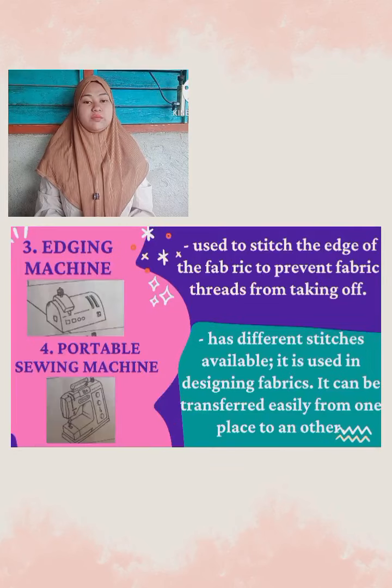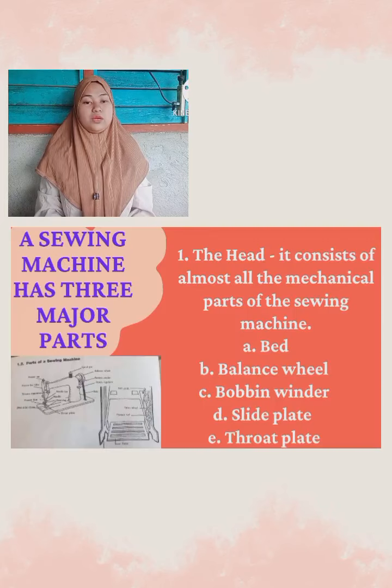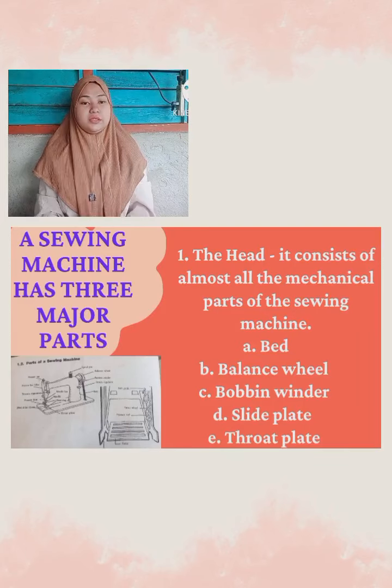And then the edging machine, which is used to stitch the edge of the fabric to prevent the fabric thread from coming off. And then the portable sewing machine, which has different stitches available and is used for designing the fabrics. Next, a sewing machine has three major parts: the head, the cabinet, and the stand.